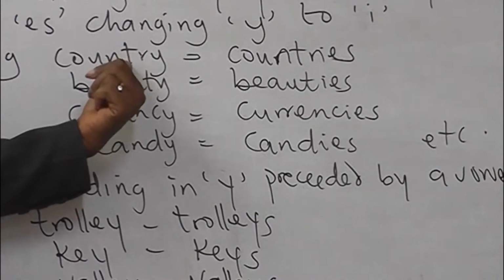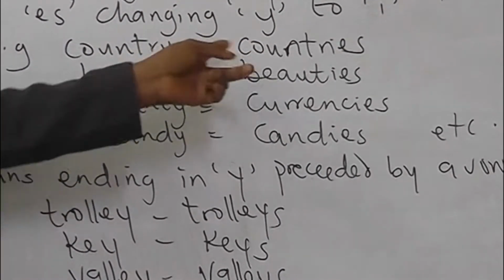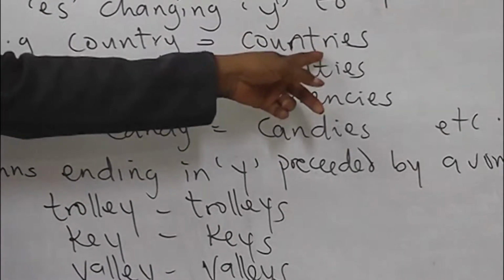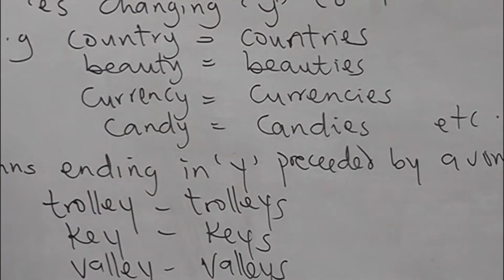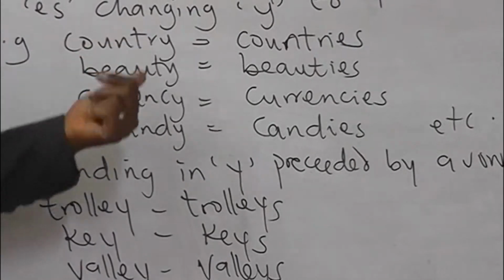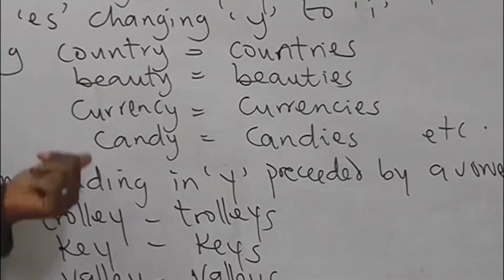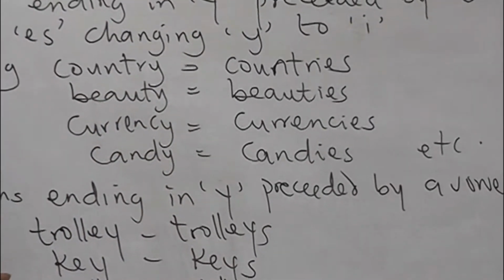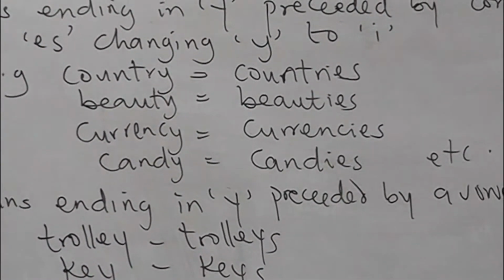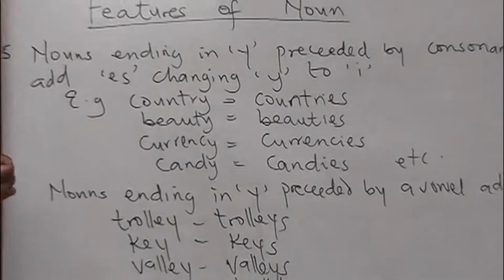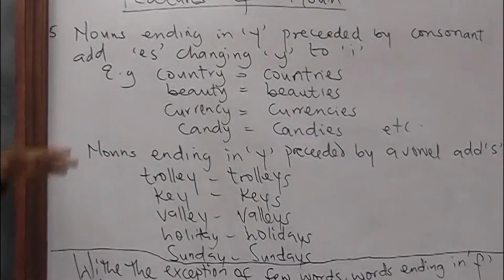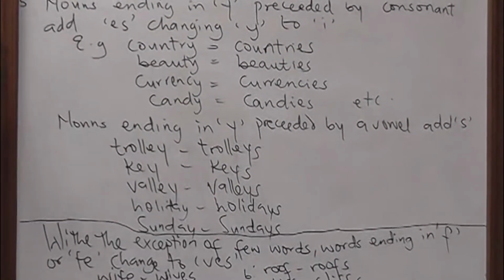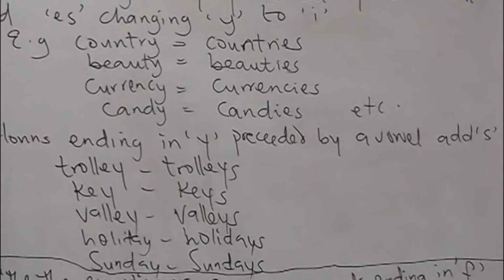So when it's preceded by a consonant, you change the Y to I and add ES. Just like we have in beauty, in currency, in candies. So by the time you write the plural, you change the Y to I, and you add ES. But when the noun ends in Y but is preceded by a vowel sound, you add just S.